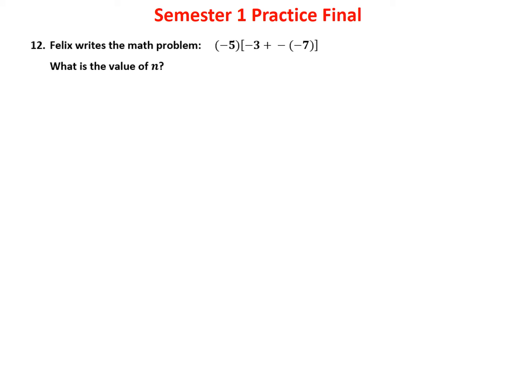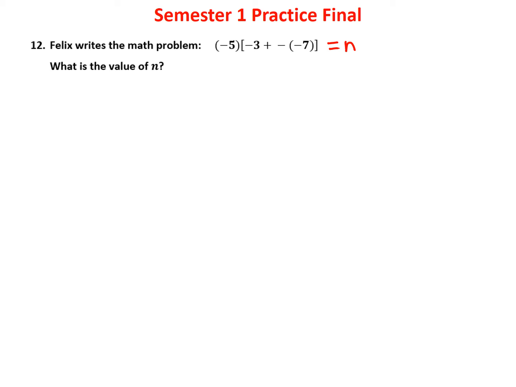In problem 12, there's a little bit of a typo in the problem. It says, Felix writes the math problem negative 5 times the quantity negative 3 plus a negative 7. And then it asks what's the value of n. Obviously what it's after is what is this value equal to?